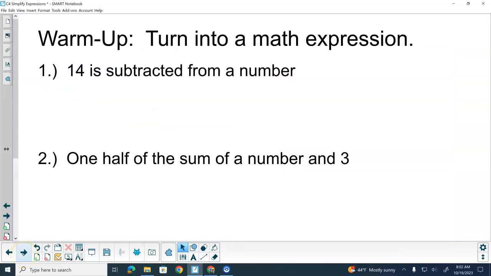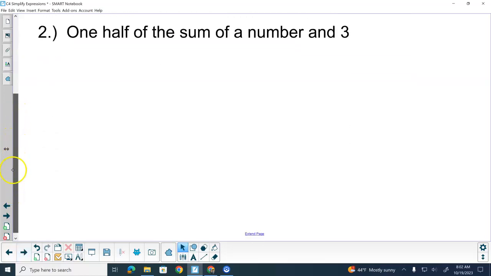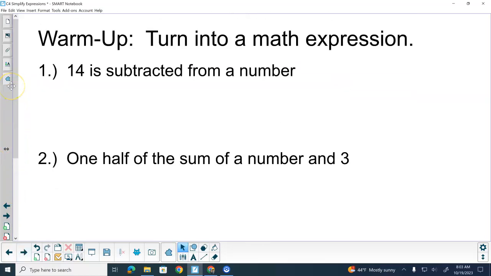All right, so at the top of the C4 page, you got a spot for some warm-ups. So let's do these two warm-ups. Turn these two English expressions, or English sentences, into math expressions, please. Okay?